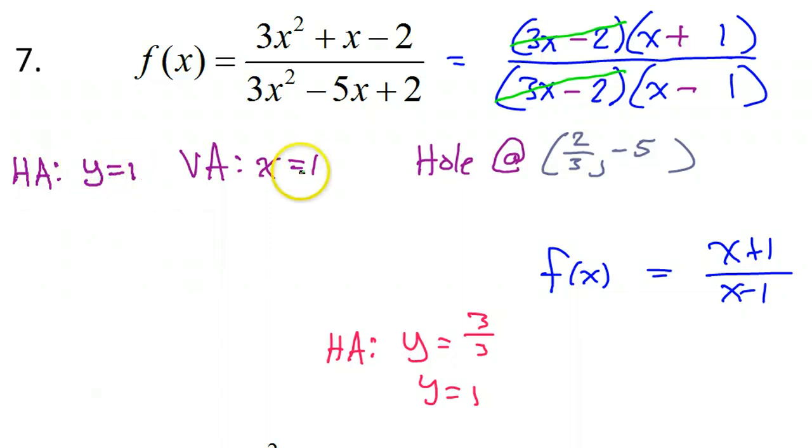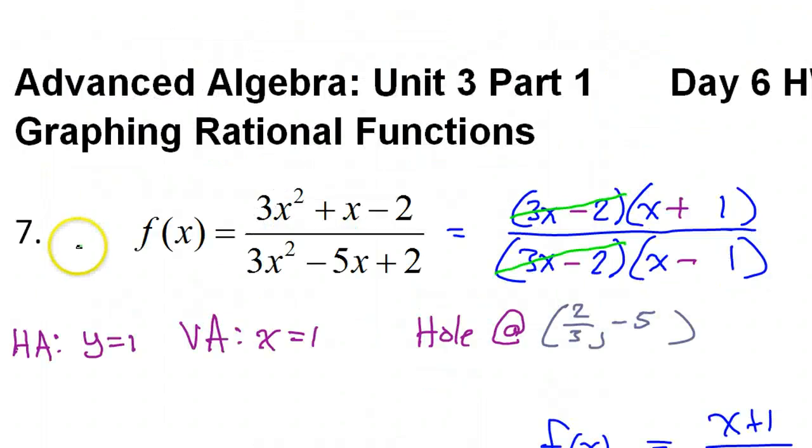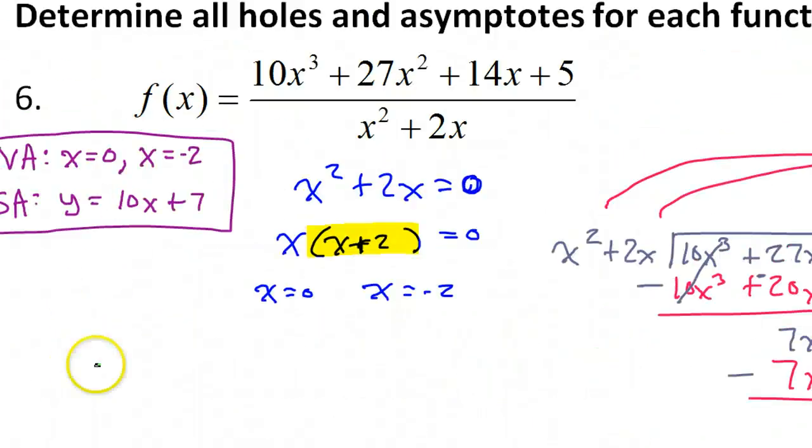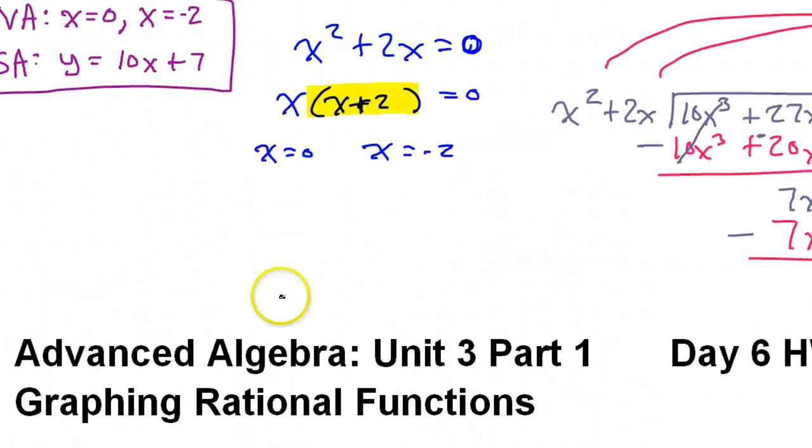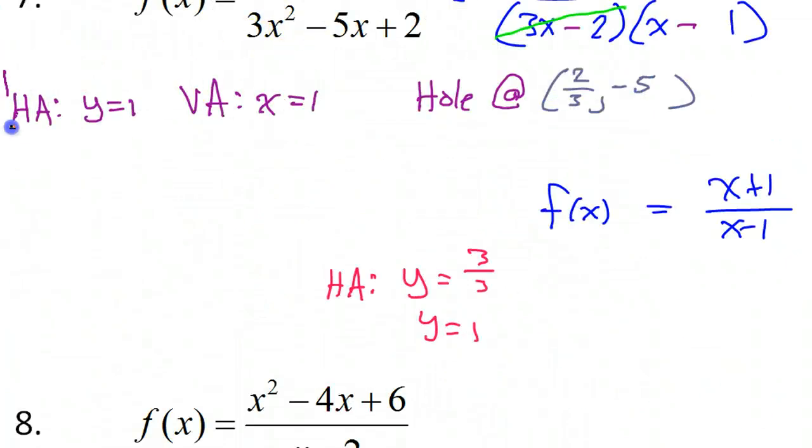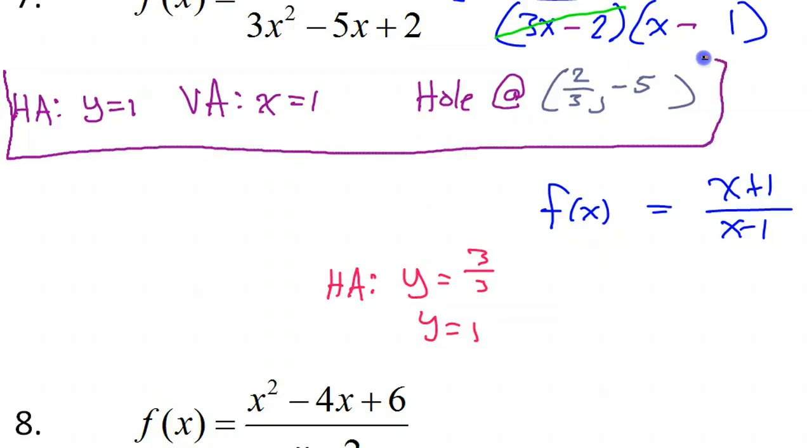So I have a horizontal asymptote, a vertical asymptote, and a hole. Will I have any slant asymptote? No, you're never going to have a horizontal asymptote and a slant asymptote. It's either one or the other, because the slant asymptote only happens when the top degree is bigger by 1. And if that happens, then there is no horizontal asymptote, so it's one or the other. So that's it for number 7. For the directions, we were just supposed to find the holes and asymptotes for each function. So these are the asymptotes and the hole.